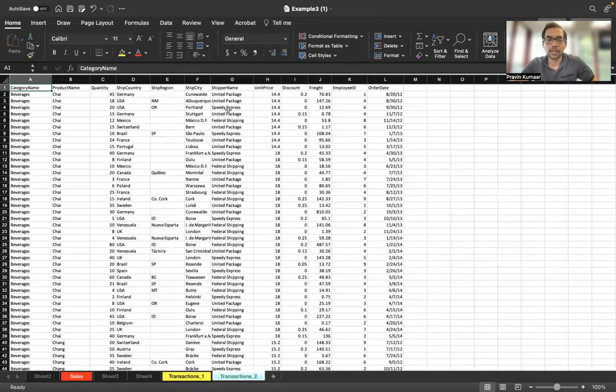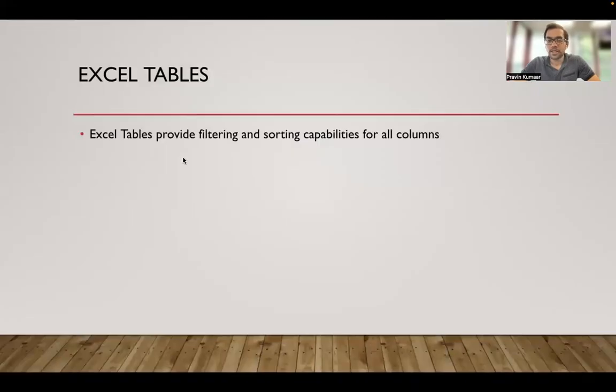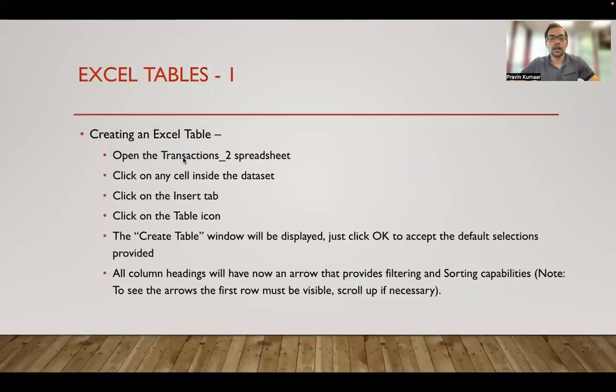For example, if I want to filter shipper name here, it gives you a filter for every single column, and you can use those filters to deduce how a particular shipper does, or select a particular city or a region or things like that. So let's do that. Excel tables provide filtering and sorting capabilities for all columns.